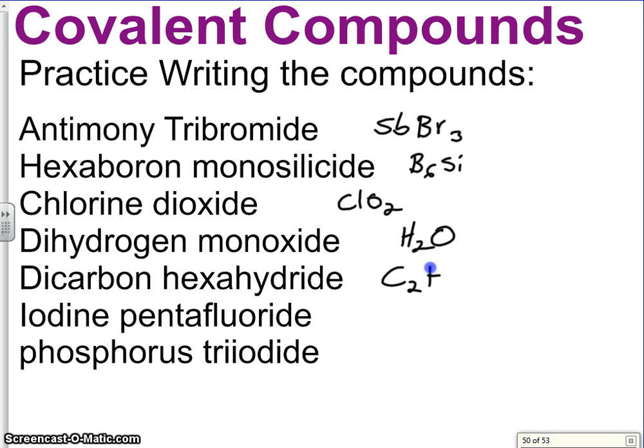Dicarbon hexahydride. Dicarbon, 6 hydrogens. So, not too bad. Iodine pentafluoride would just be IF5. There we go. And phosphorus triiodide would be PI3. And typically we do keep the double I's, but just something to think about. All right, so that's naming covalent compounds. That's really all there is to it. What we will do next time, on the next video, we will just go through and identify all different types of compounds and how to name them. But for right now, that's it.